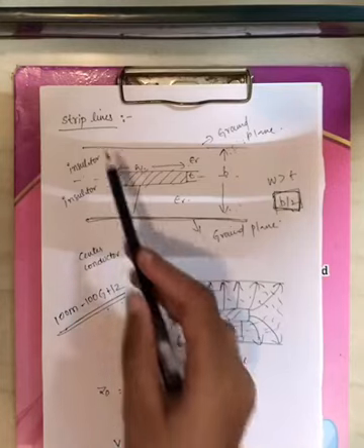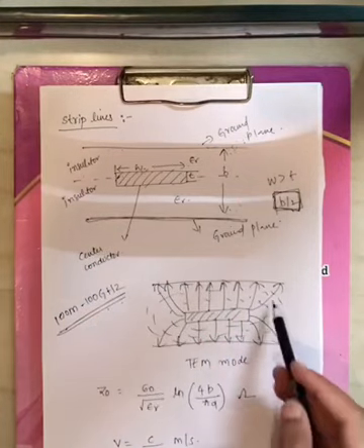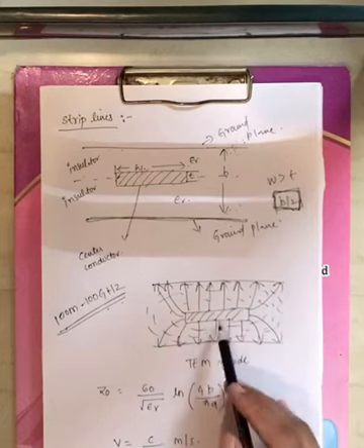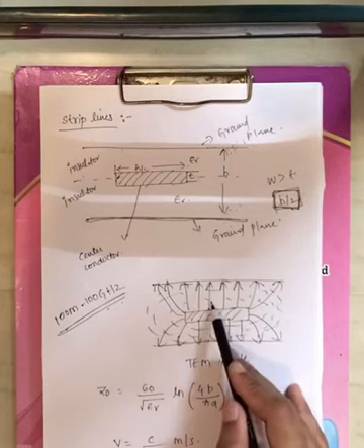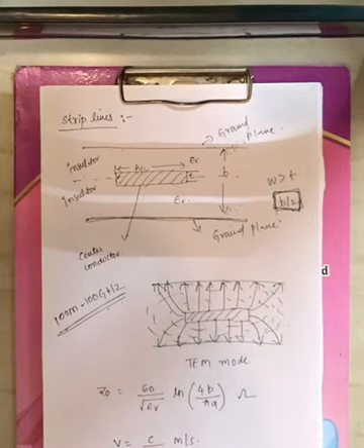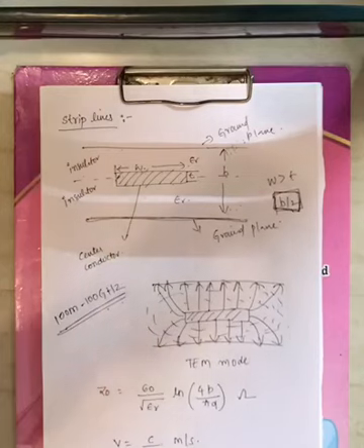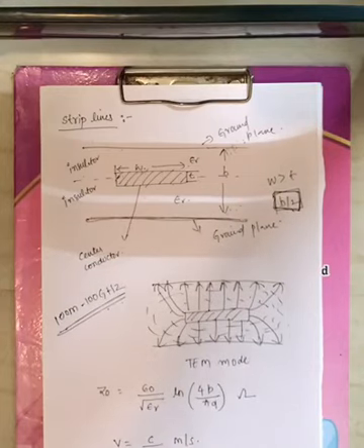Now as I have said, this strip line supports TEM mode of propagation. Now this is the structure of TEM mode of propagation in strip line. These straight lines are electric field lines and dotted lines are magnetic field lines. Now if you see this structure, all the electric field lines and magnetic field lines are confined within two ground planes. That's why there are no radiation losses in strip line.